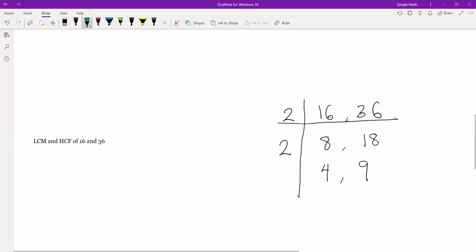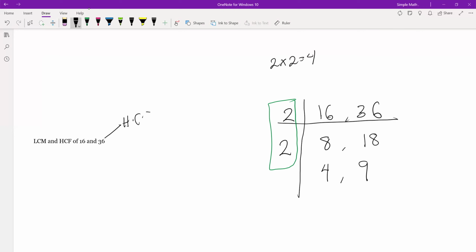So the numbers outside stay as our HCF. The numbers outside. So 2 times 2 is 4. It means that the HCF of 16 and 36 is 4.